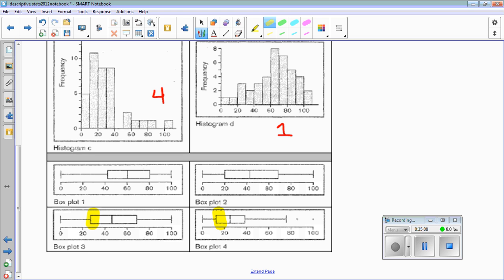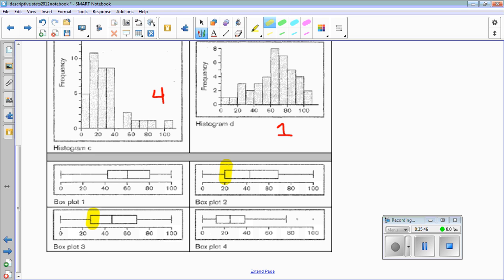Wouldn't you agree? So that's where we have to think about when we think about 25% of the data being in that left whisker. 25% is between 0 and 20 here. 25% is between 0 and probably 25 here. Which means if we're going to look at box plot 2, 25% is going to be between 0 and 20, which means that more data is going to be to the left in box plot 2 than there will be in box plot 3. Does that make sense if I say it that way?